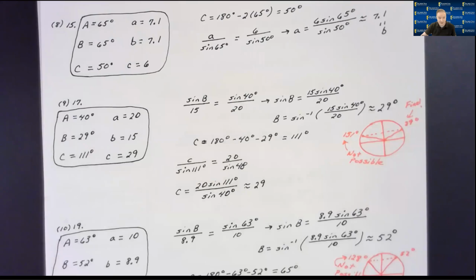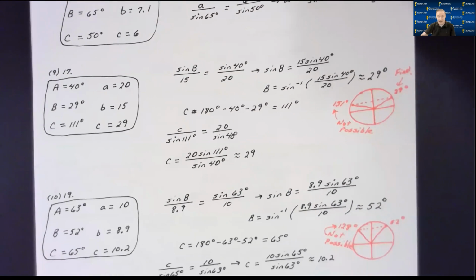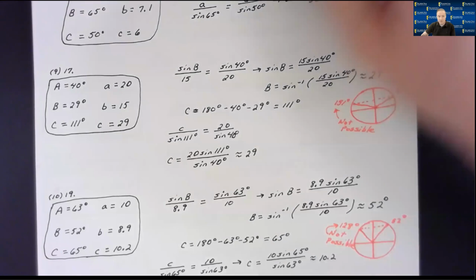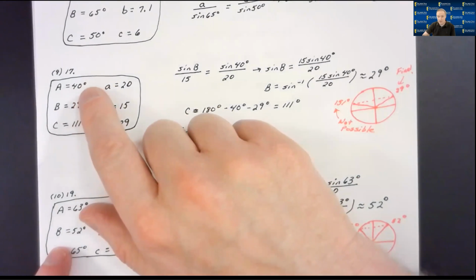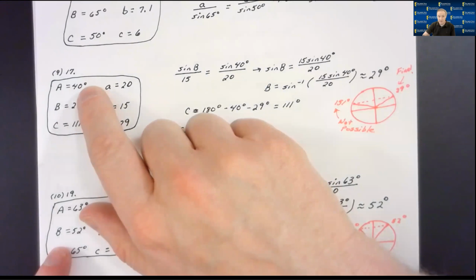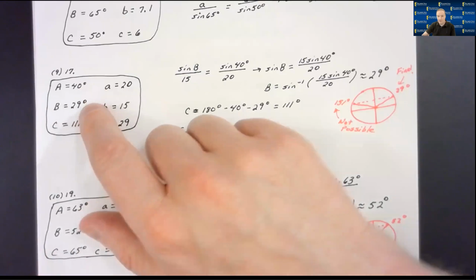So the problems in the homework that start with this ambiguous case are number 17 out of the book, and it's going to be number 9 on my lab. So you're going to start off, and they're only going to give you one angle. The angle that they gave me was A. In this case, they told me it was 40 degrees. Now, I had to find the rest of them.